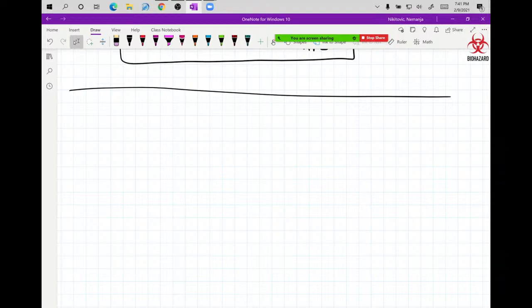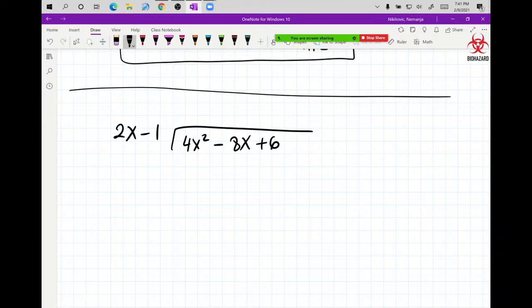Let's first do 2x minus 1 divided into 4x squared minus 8x plus 6. So this is number 8. So we'll do this one first, then we'll do 15.